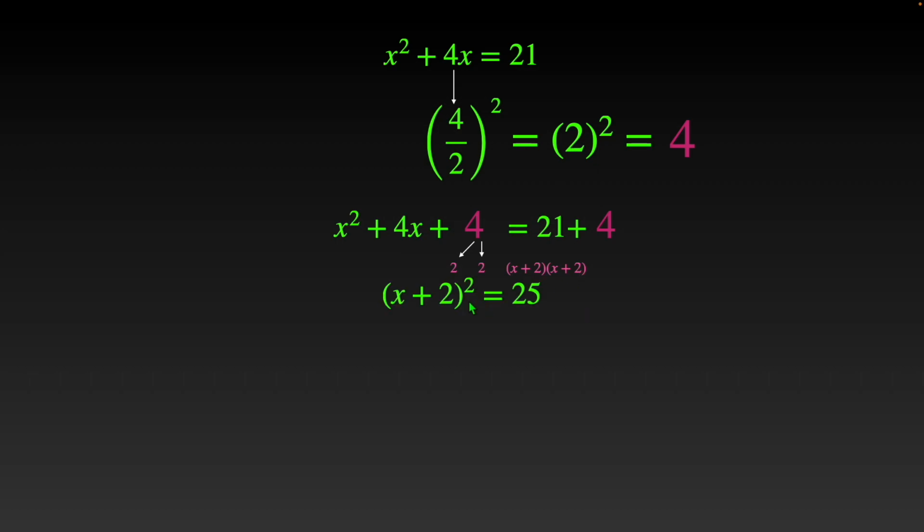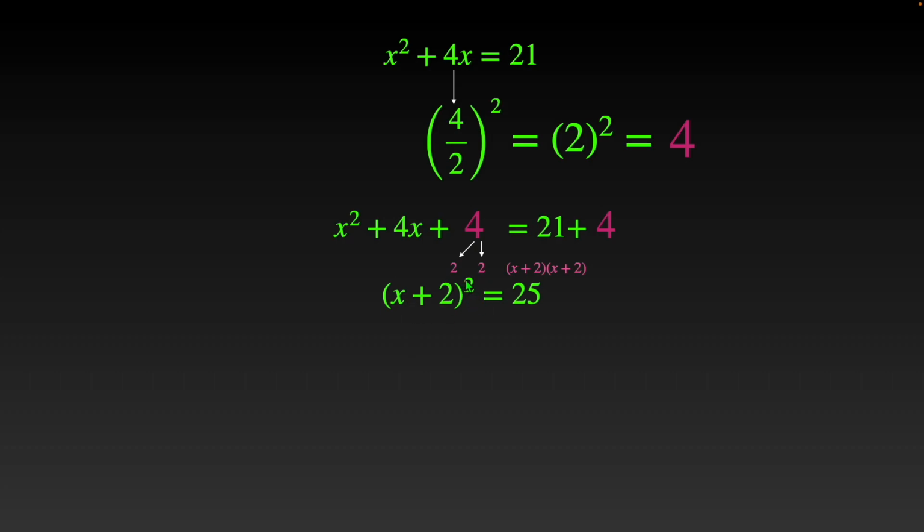So now we have the following. x plus 2 squared on the left-hand side. The 2 in the exponent here means x plus 2 times x plus 2. On the right-hand side, we get 25 because 21 plus 4 is 25. Now we can proceed with solving for x.